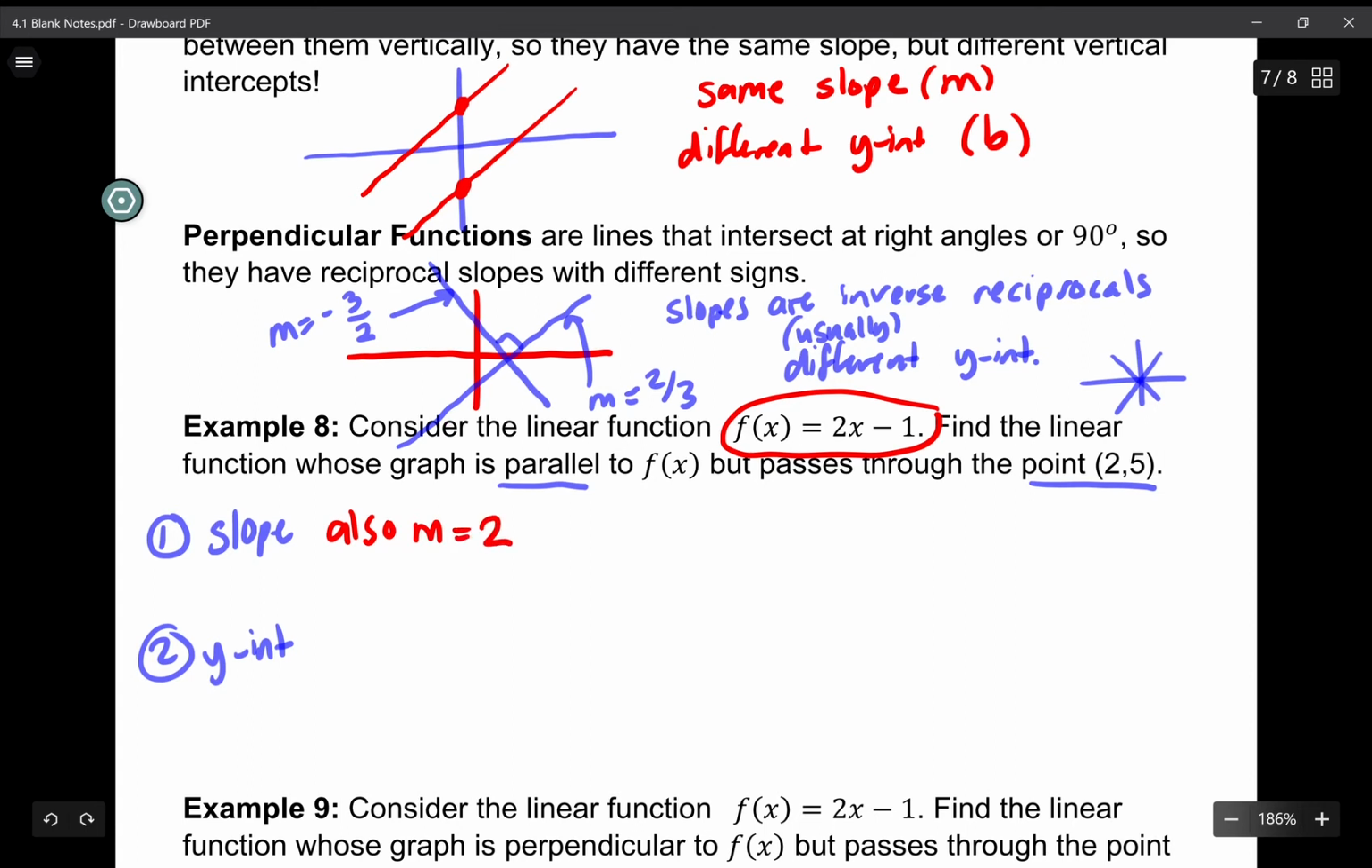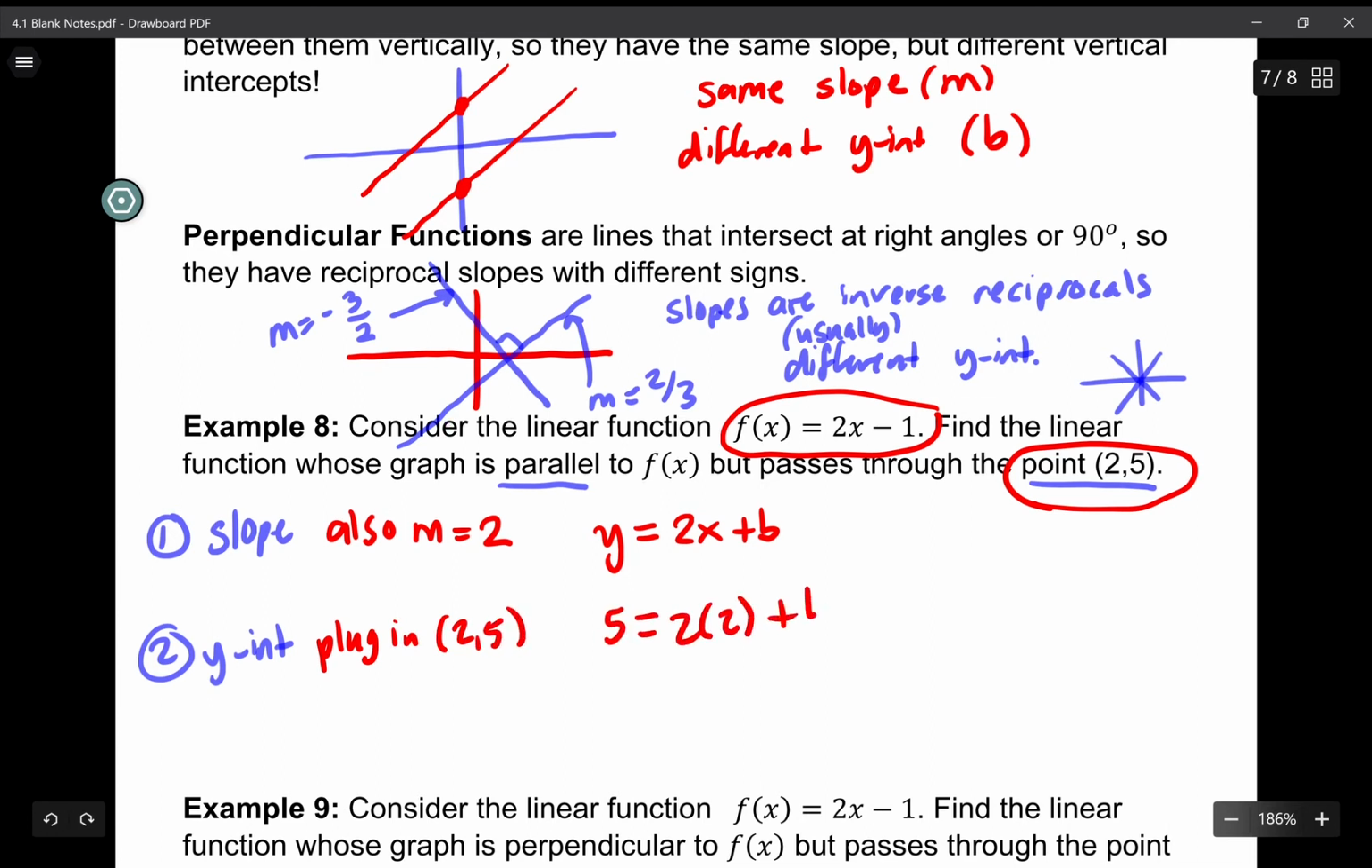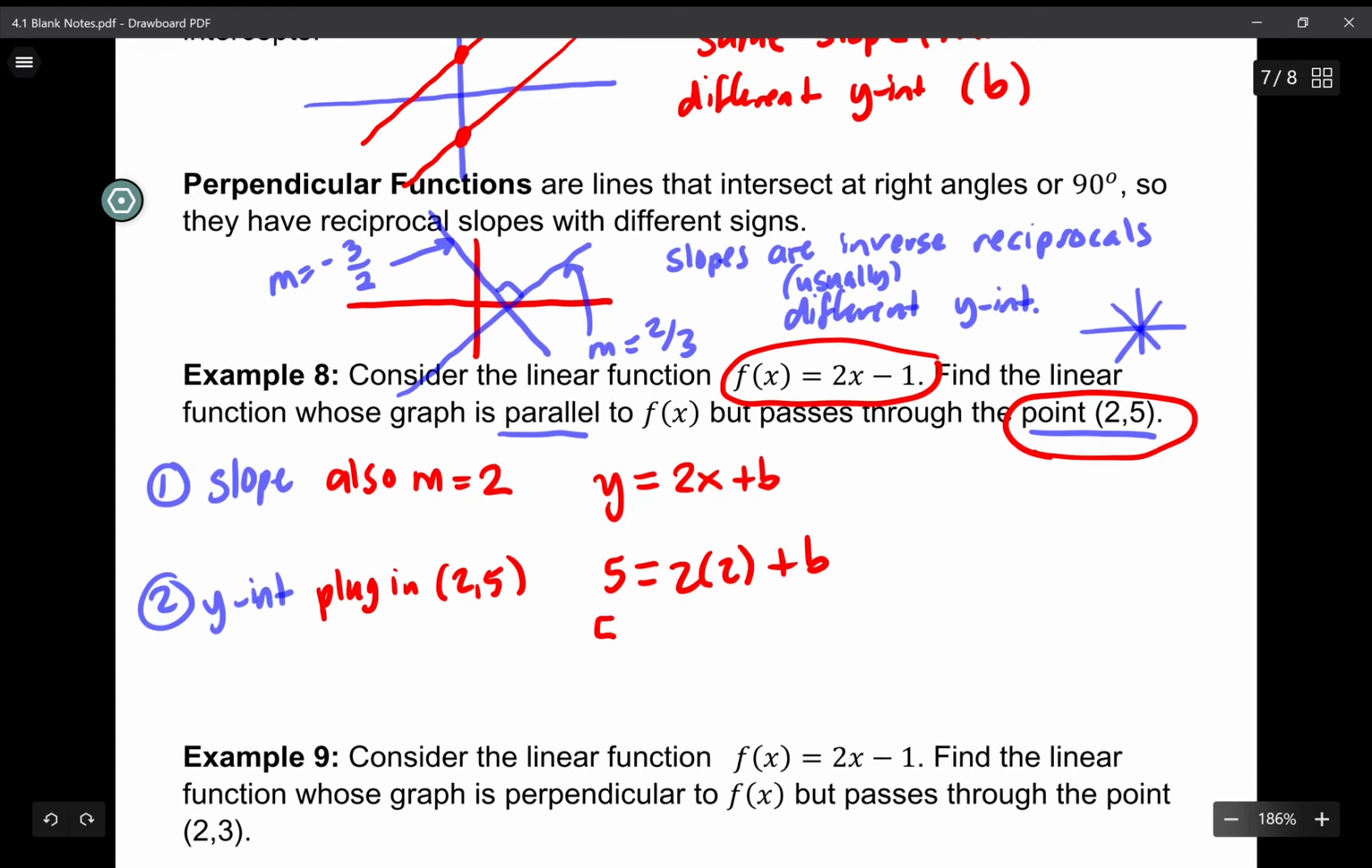All right, and now how do we find the y-intercept? Well, we know our equation so far is y equals 2x plus b. How do we find the y-intercept? Well, we use the point they gave us. So we're going to plug in a point to find the y-intercept. Same process that we've been doing so far. So we plug in (2, 5). So 5 equals 2 times 2 plus b. 5 equals 4 plus b, subtract 4, and b equals 1.